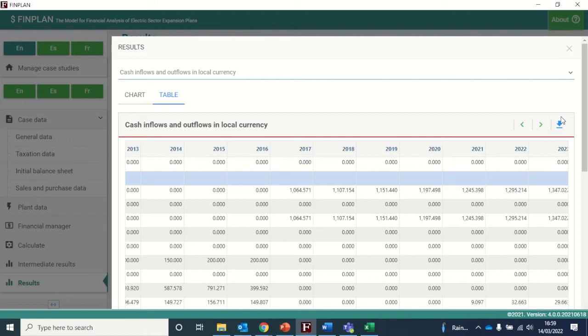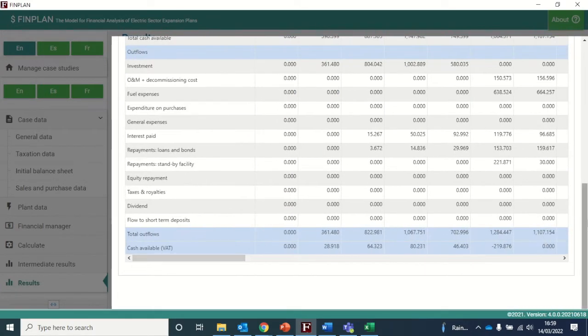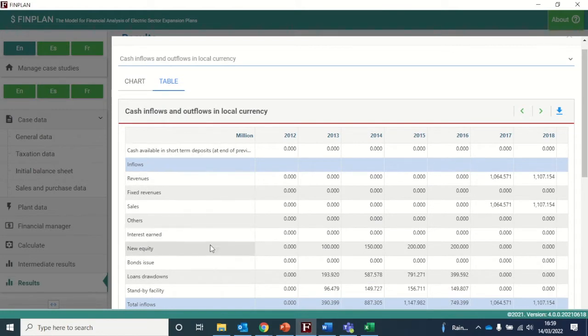Here we can see that the top part shows inflows by sources. During the construction years, the sources of cash include equity, loans, and the standby facility. So you can see equity, loans, and standby facility. The company borrows from Export Credit Agency and uses as well as a project loan. However, they are added up and reported as loans drawdowns. And this money will be spent to pay the bill of the plant construction.